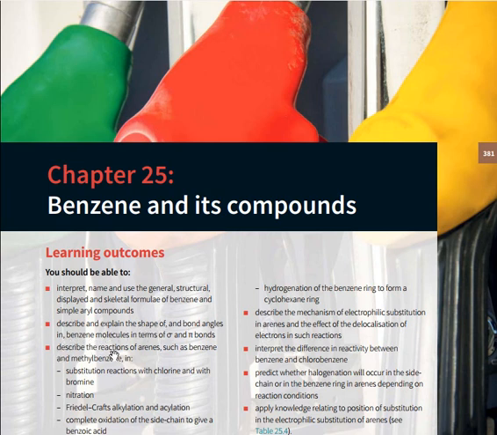We have described the reactions of arenes such as benzene and methylbenzene: substitution reactions, nitration, Friedel-Crafts, complete oxidation, and hydrogenation. Describe the mechanism of electrophilic substitution in arenes. Interpret the difference in reactivity between benzene and chlorobenzene. Predict whether halogenation will occur in the side chain or the benzene ring in arenes depending on the reaction. We also apply the knowledge relating to position of substitution.